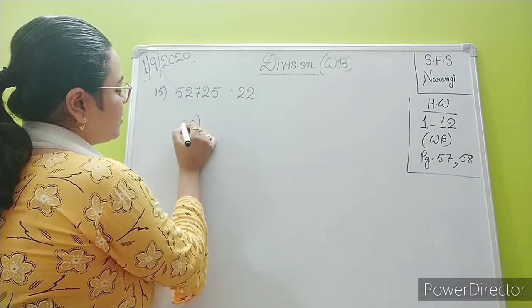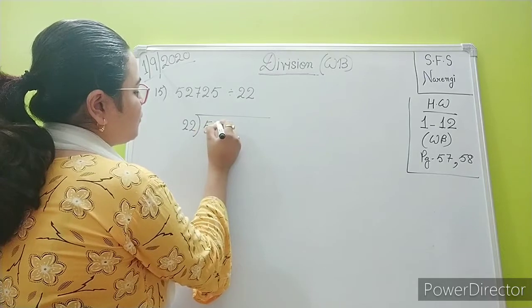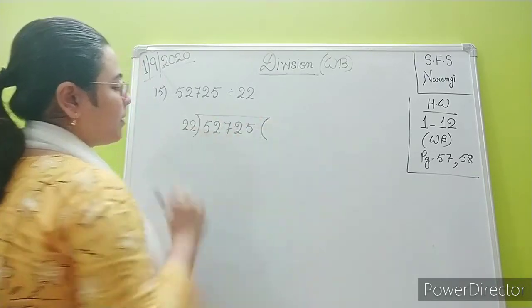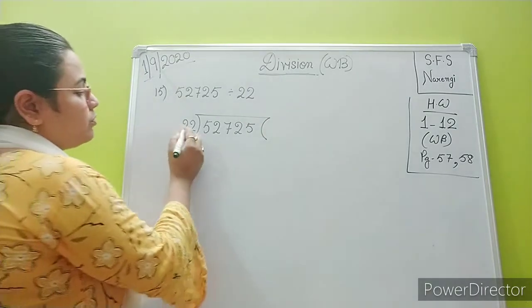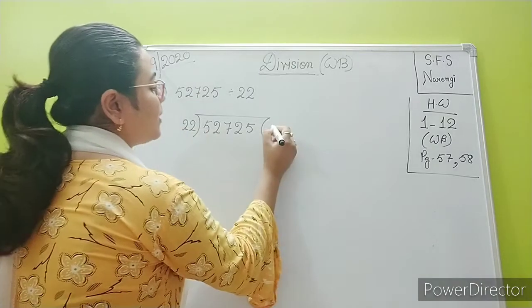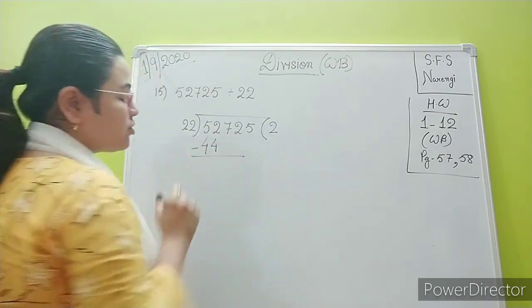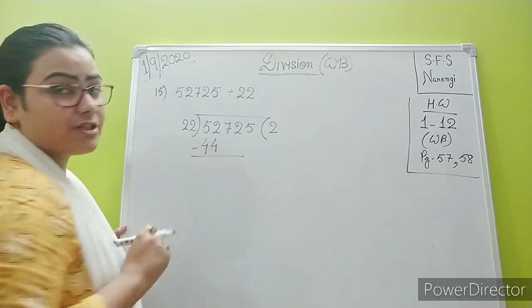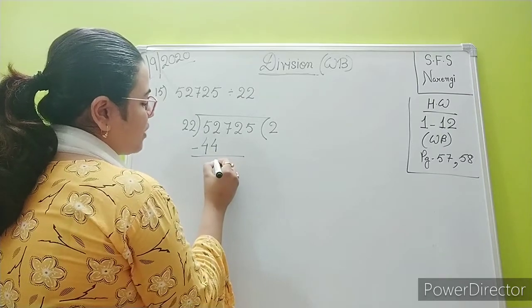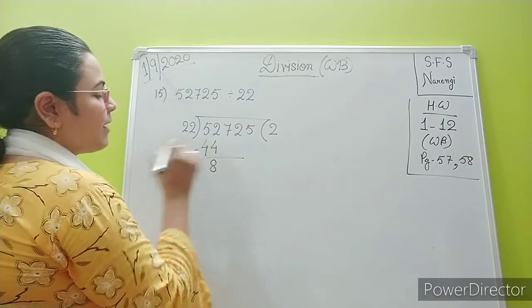So since 22 is our divisor, 22 moves out. 52,725. Now 22. First, we obviously cannot take 5, so we have to take 52. 22 twos are 44. Now let's do the subtraction. 12 minus 4 will be 8. Right? 12 minus 4 will be 8.